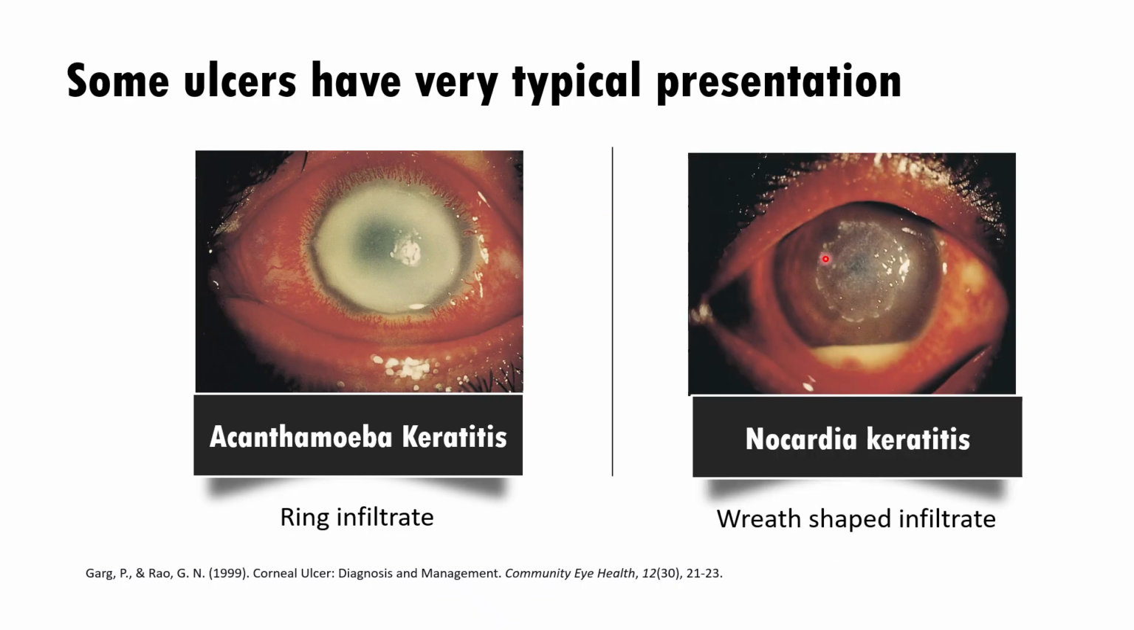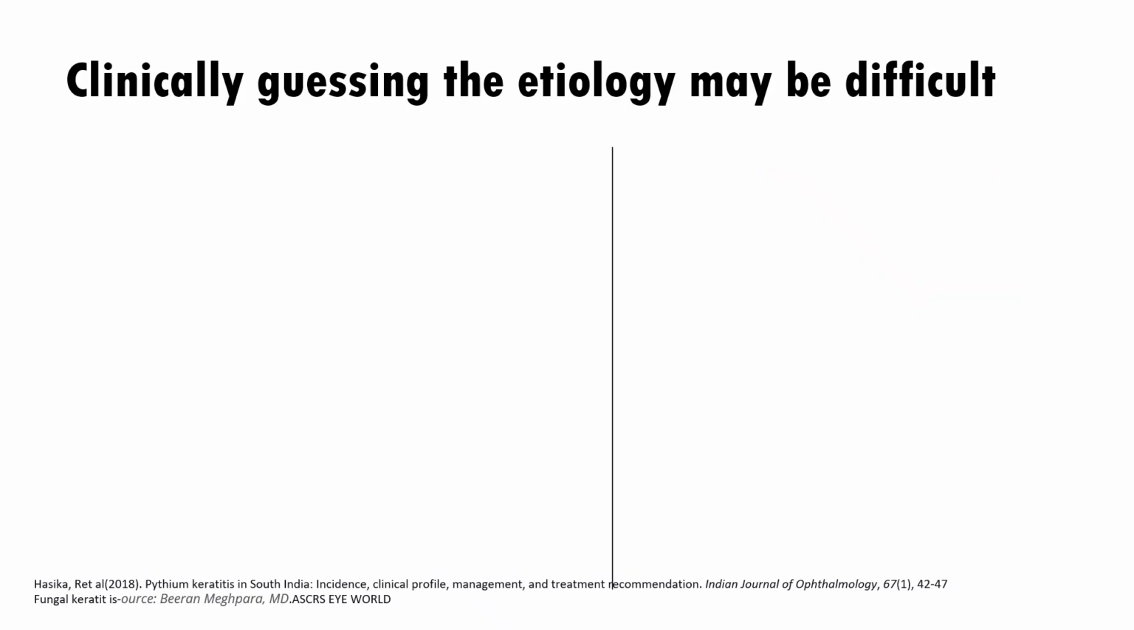The typical wreath-shaped pattern which you are seeing here, like the pinpoint dotted infiltrates which look like a wreath, is very characteristic of Nocardia keratitis. Diagnosing this is very important because Nocardia responds very well to amikacin and not to the regular bacterial ulcer treatment. Clinically, guessing the etiology may be difficult sometimes, so it is very important to always stress upon corneal scraping for coming to the diagnosis.